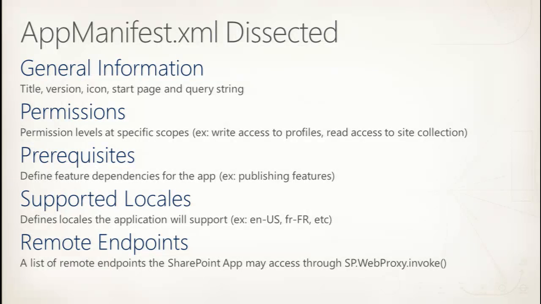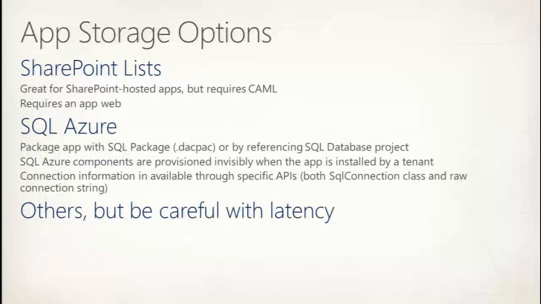So that manifest is not just for permissions. I can specify the title of my app, icon, start page, query string, all kinds of rich information can be specified in there. I can even specify prerequisites. So if I need certain features activated in order for this app to run, I can specify that in there. It also supports things like what locales the app supports and any sort of remote endpoints that you might need to invoke from the app.